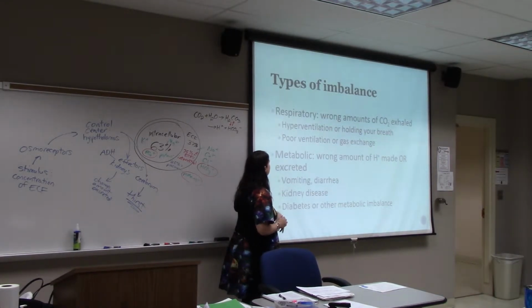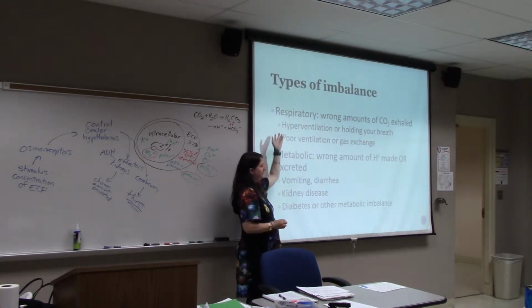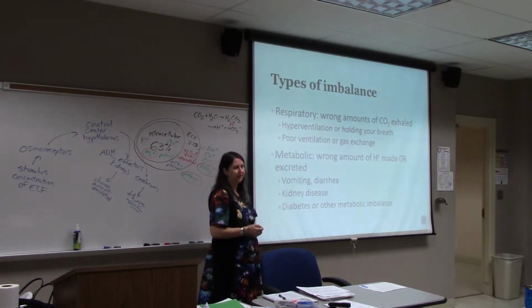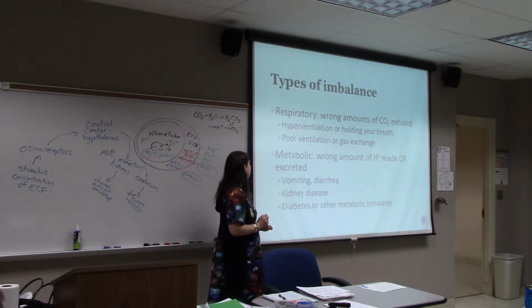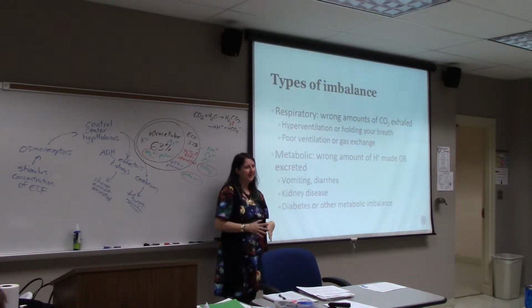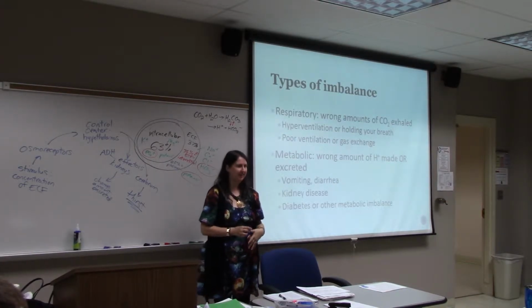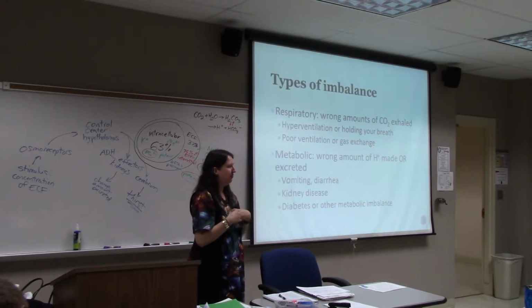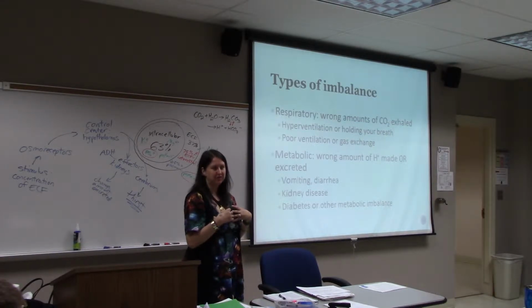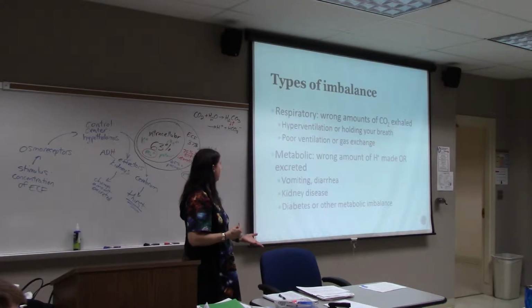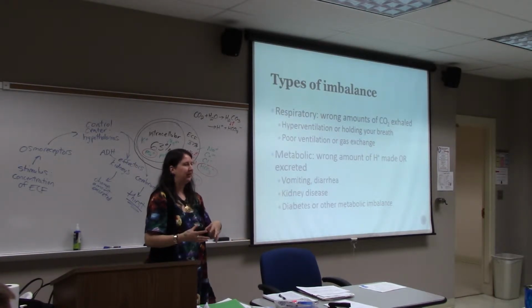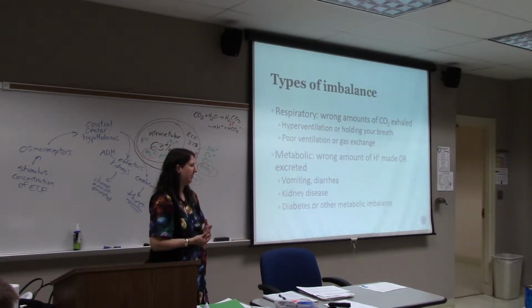Respiratory imbalances can come from hyperventilation or holding your breath, and from poor ventilation or poor gas exchange. So any kind of obstructive respiratory disorder where the air doesn't get to the alveoli as easily, or a decreased gas exchange such as emphysema.